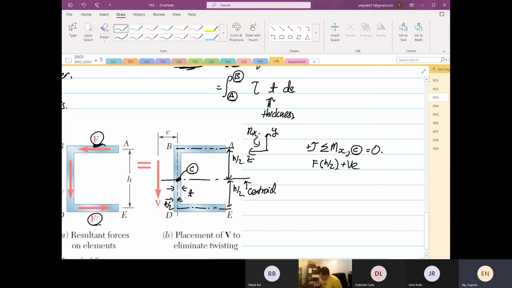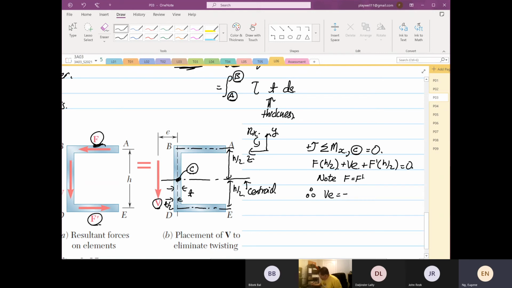V multiplied by E. So this is the V multiplied by E. And then plus F prime H over 2. Okay. So if I tidy things up, so note that F is equal to F prime. So therefore, VE is equal to minus, right?